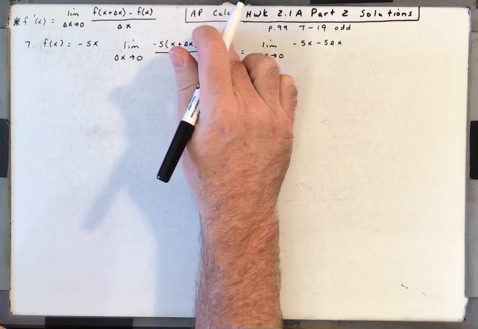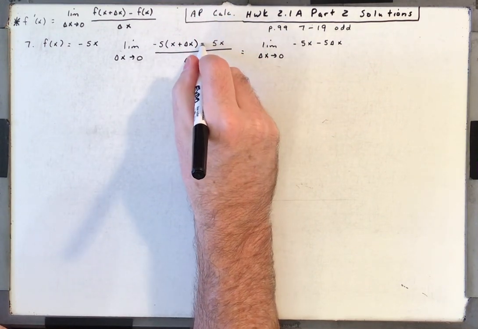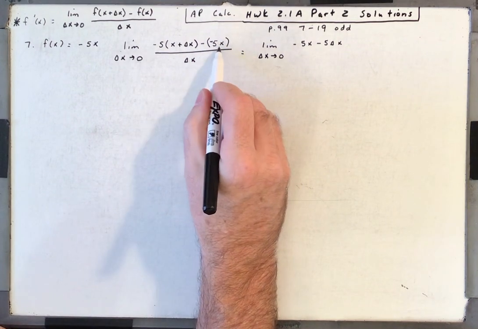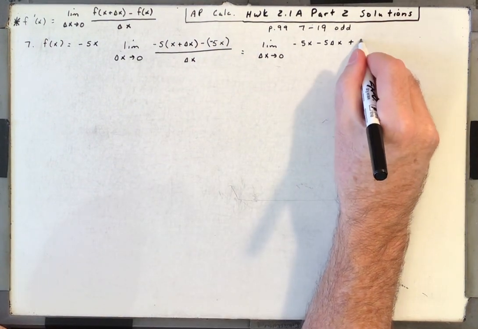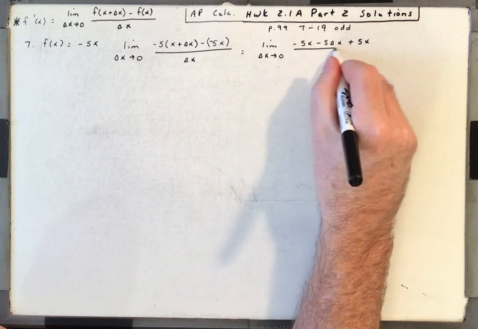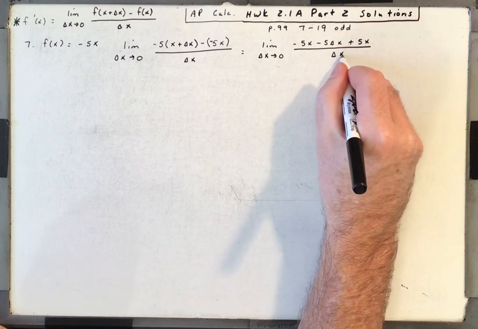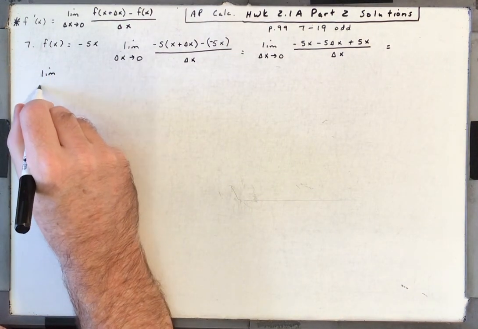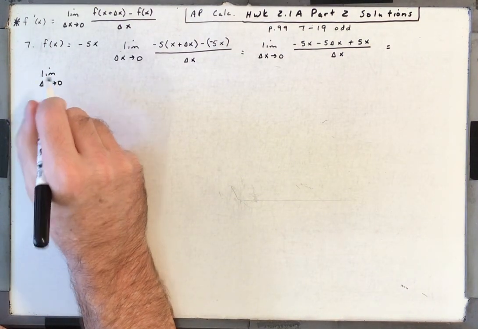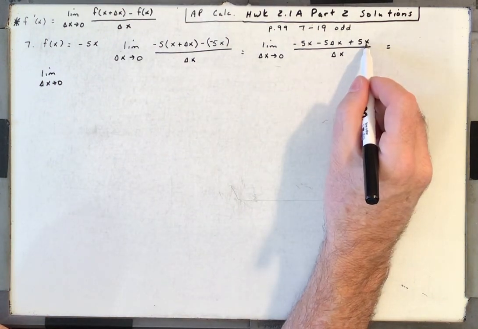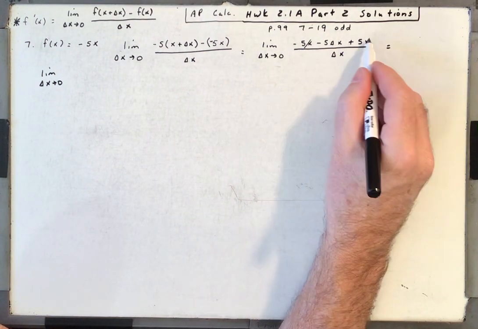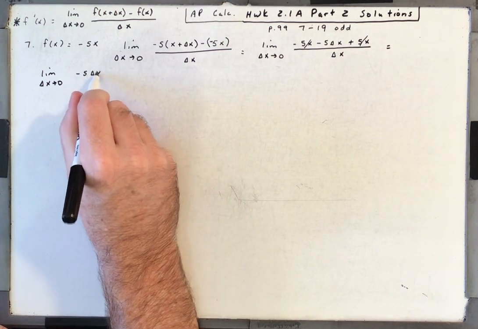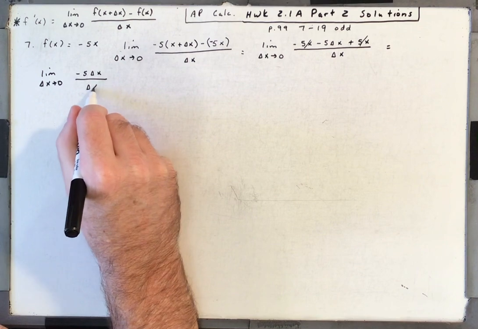Okay, so minus 5x. So maybe it's easier to put that in parentheses. So that's plus 5x over delta x. And that's equal to the limit as delta x approaches 0. The negative 5x and the positive 5x cancel out. And you just have negative 5 delta x over delta x.